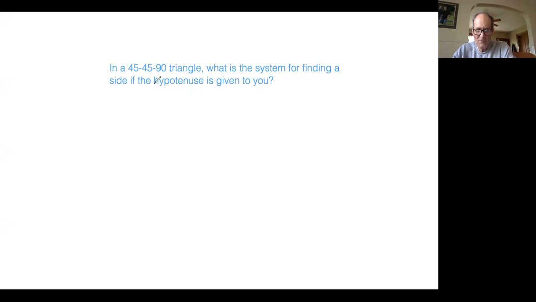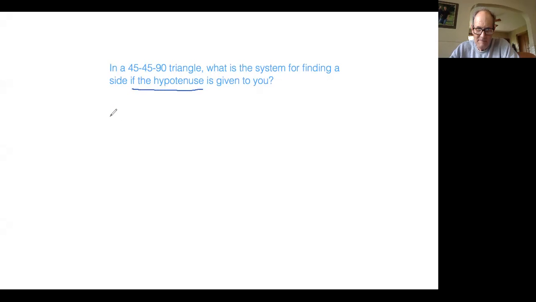And today we're going to look at a problem where a student asks about trigonometry, or finding a leg of a triangle when you know the hypotenuse. The problem they had is this: in a 45, 45, 90 triangle, what is the system for finding the side if the hypotenuse is given to you?